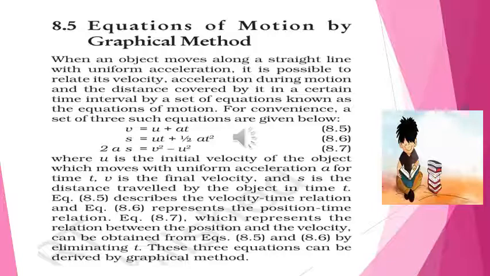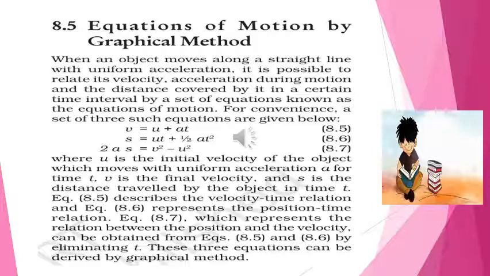So for convenience, a set of three equations are given here below. You can see the three equations. V is equal to U plus AT, where V is what, U is what, A is what, T is, you all are aware. U is the initial velocity, V is the final velocity, A is the acceleration in time T.